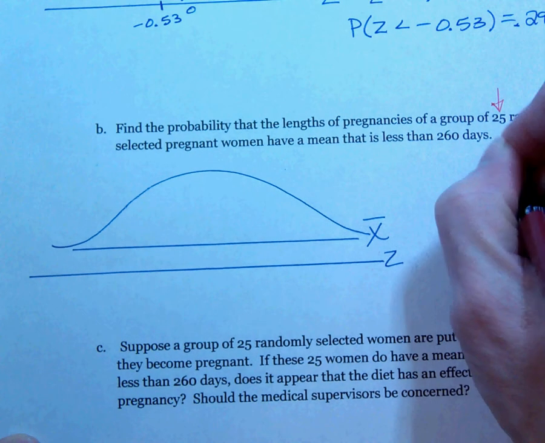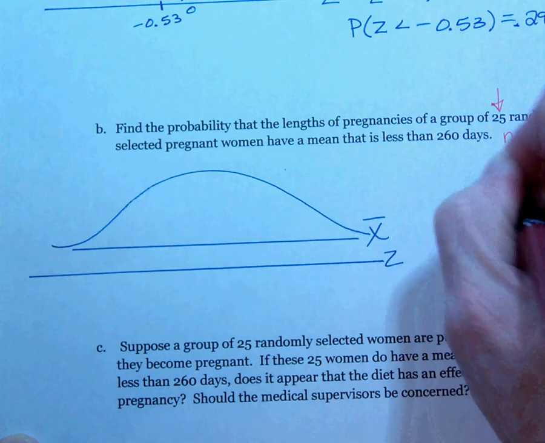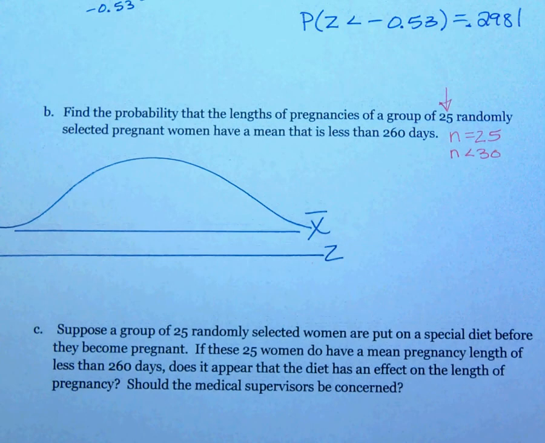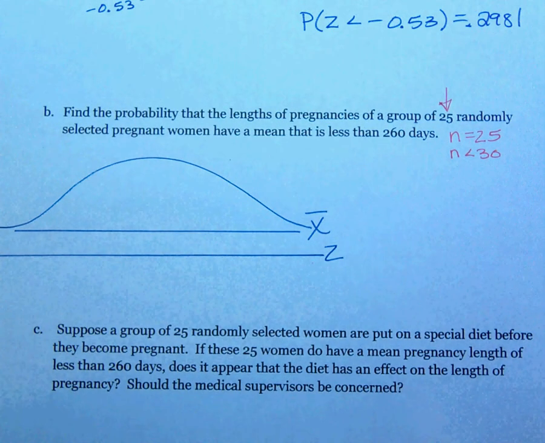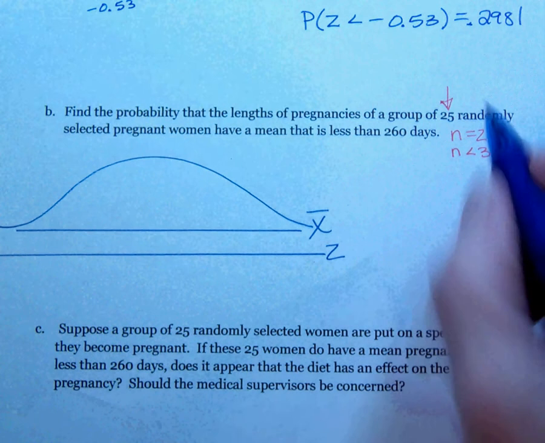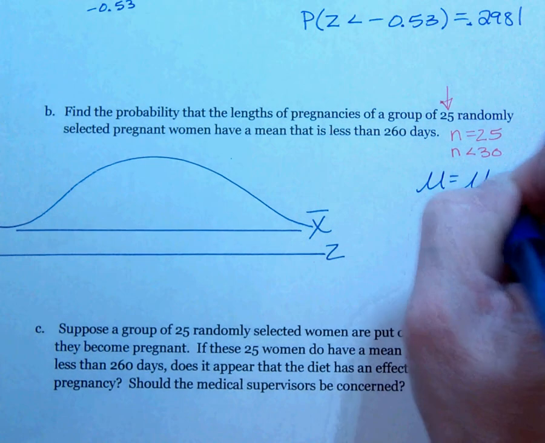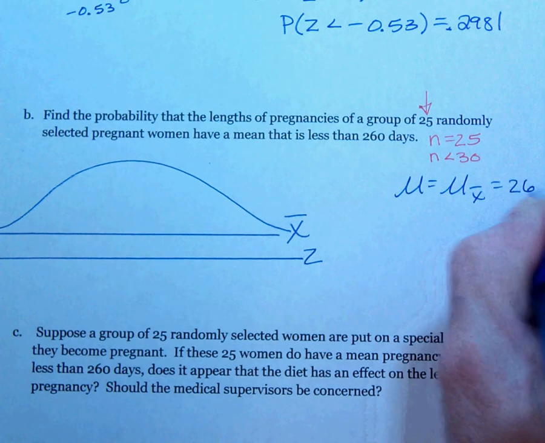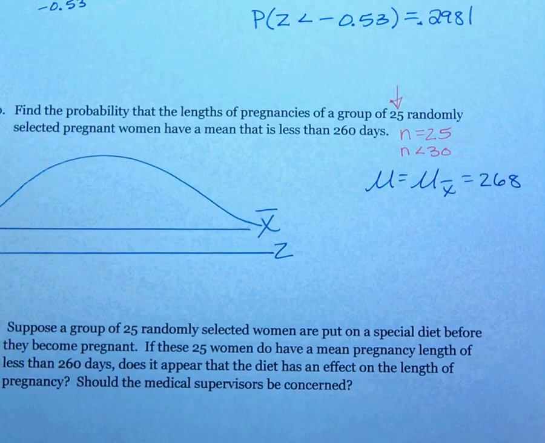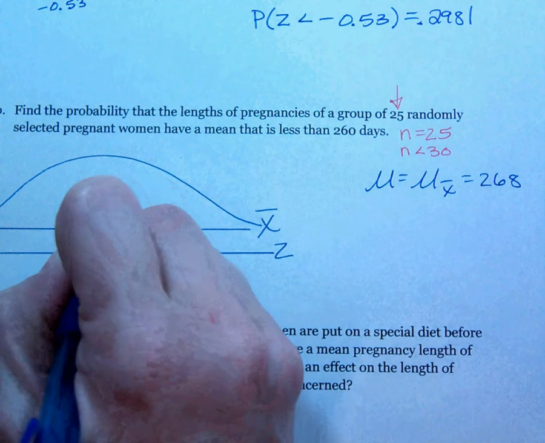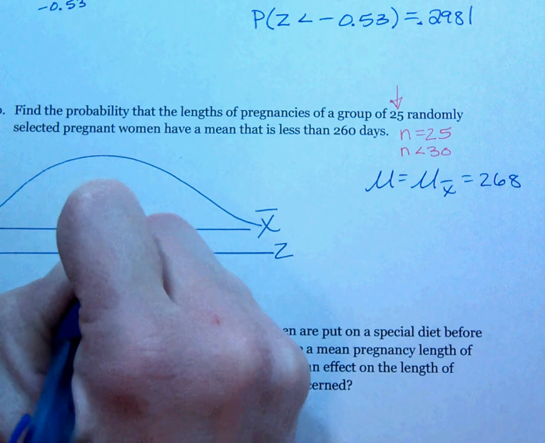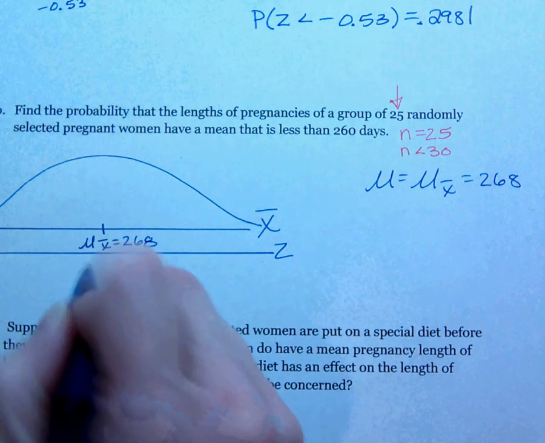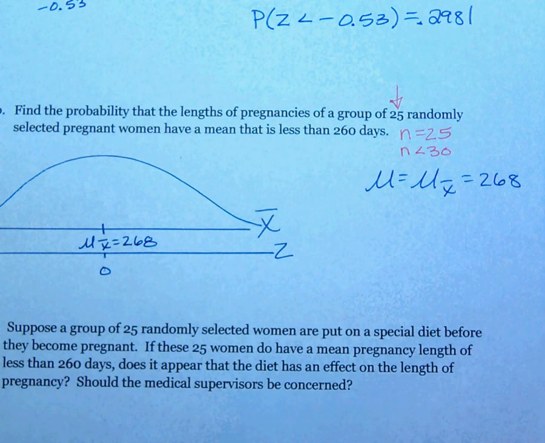First of all, our n is 25. Yes, that's less than 30, but it's okay because we were told it was normally distributed, so it doesn't have to be greater than 30. So that means that the population mean is the same as the mean of the sample means, which in this case is 268. So right here, the mean of our sample means is 268 days. So that would correspond to a z-score of 0.